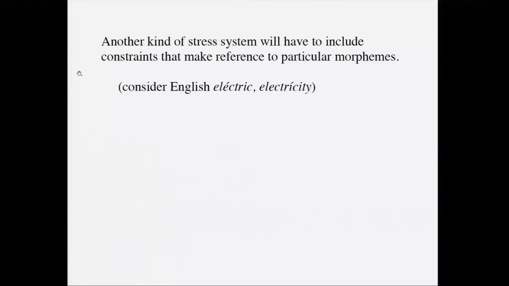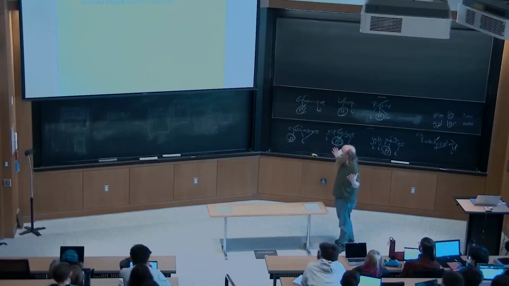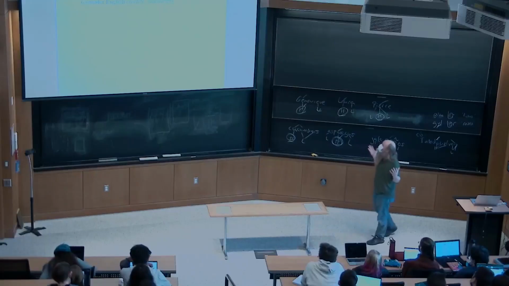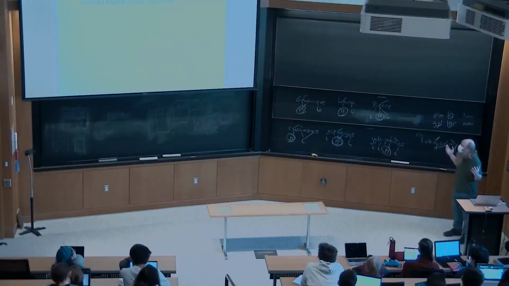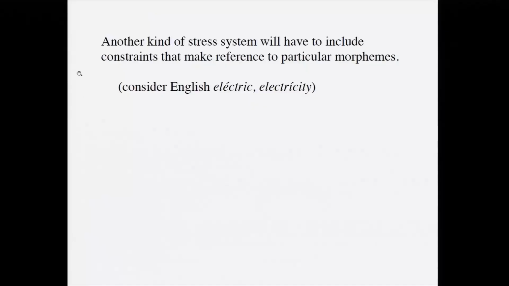English has examples like this too. We've talked about it before, the fact that electric has stress on its second syllable, but that when you add the suffix -ity, you do various interesting things. You change the K sound at the end of electric to an S, so you get electricity, but also you shift the stress. So it's not electricity, it's electricity with stress on what was an ik and is now an is.